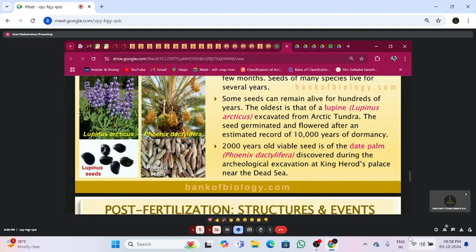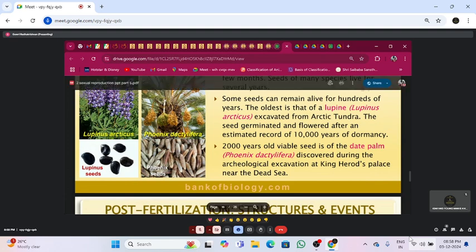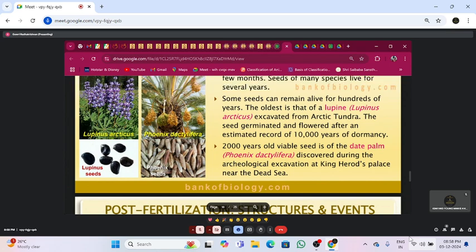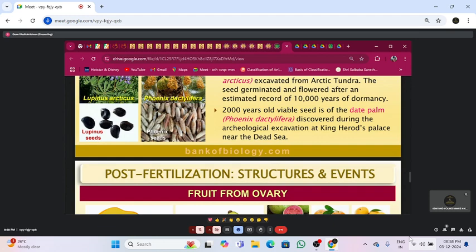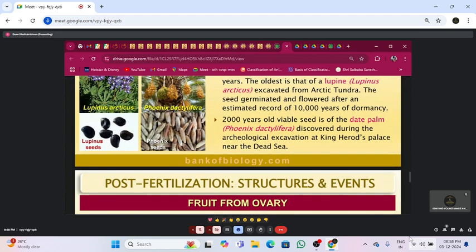The oldest is the lupine excavated from the Arctic tundra. The seed germinated and flowered after an estimated record of 10,000 years of dormancy. And then a 2,000 years old viable seed of the date palm was discovered during the archaeological excavation at King Herod's palace near the Dead Sea. So there may be seeds which go into dormancy and still retain the viability.